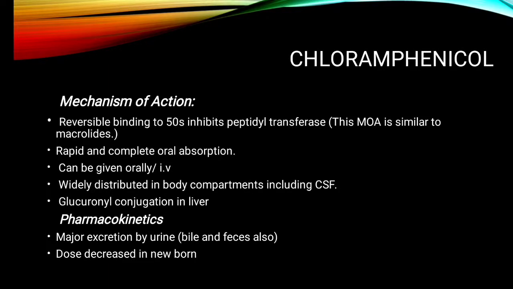Next topic is chloramphenicol. Chloramphenicol binds reversibly to the 50S peptidyl transferase. This mechanism is similar to the macrolides. Rapid and complete oral absorption, can be given orally or IV. It is distributed in body compartments including CSF and it is conjugated in the liver. Pharmacokinetics: majorly excreted by urine, bile and feces also. Dose decreased in the newborn.